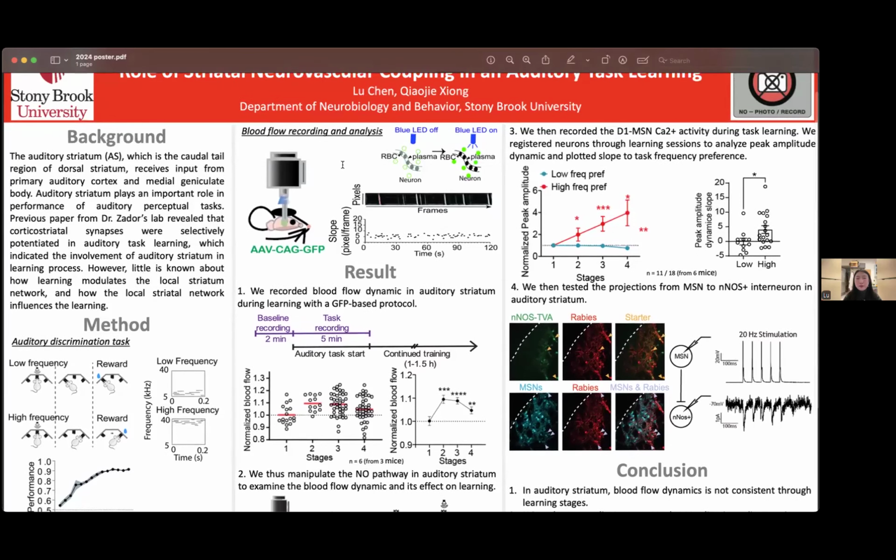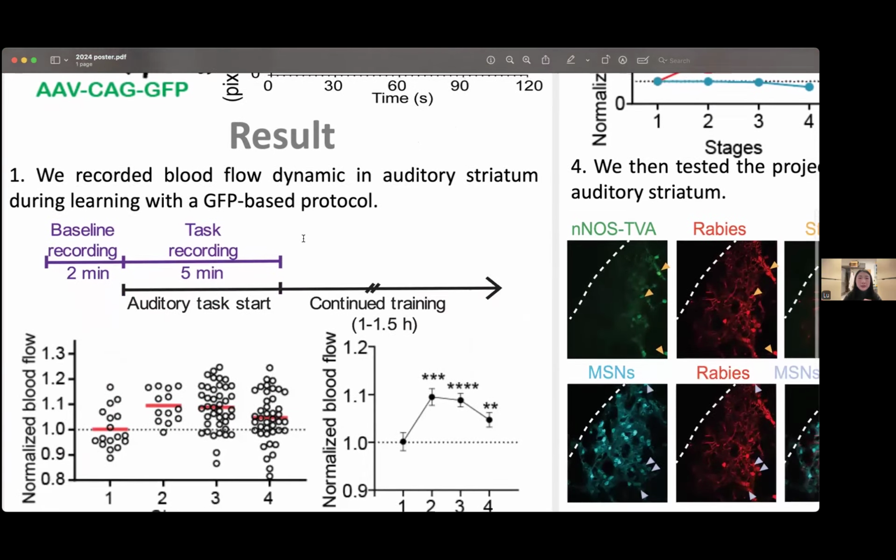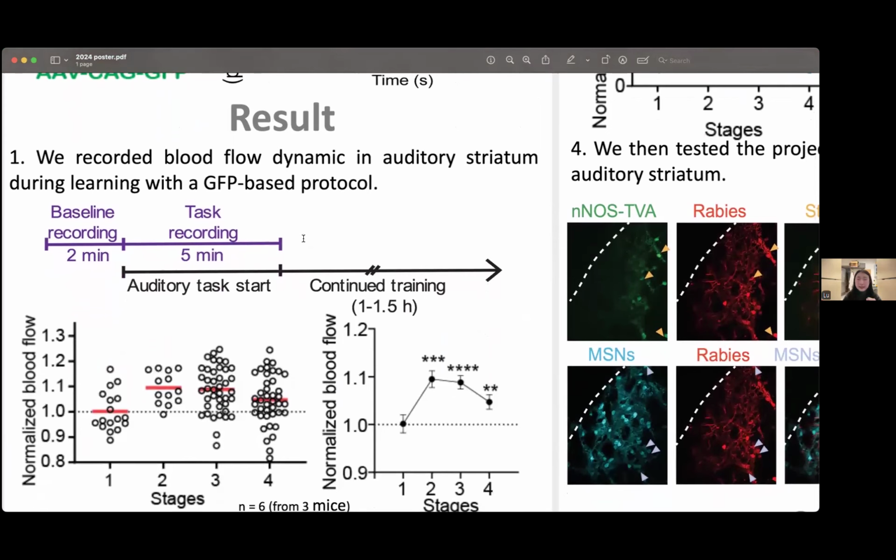And here is our blood flow recording protocol. This is a green fluorescence-based protocol developed by our lab. We inject GFP into the target region, and when we activate the green fluorescence in the neurons, this will increase the contrast in blood vessels, which makes the red blood cells look dark, but the plasma look bright. Then we can plot this vessel's picture aligned to time, so we can see exactly, like shown in this stripe, how plasma is moving along the selected part of the vessel. Thus, the slope of this movement track serves as the blood flow velocity. Okay, so then let's look at how the blood flow is actually changing through the learning.